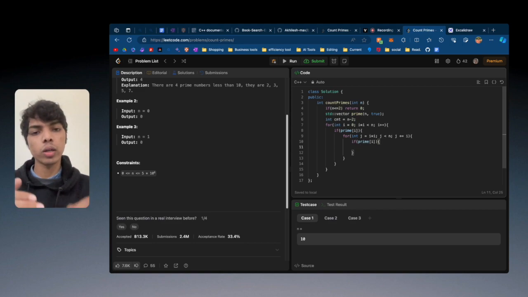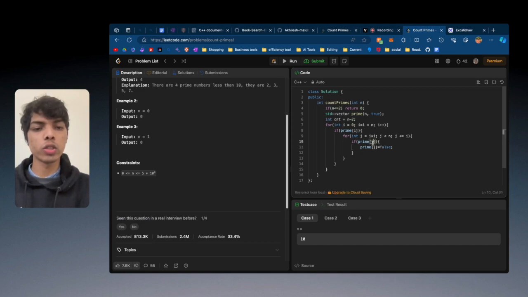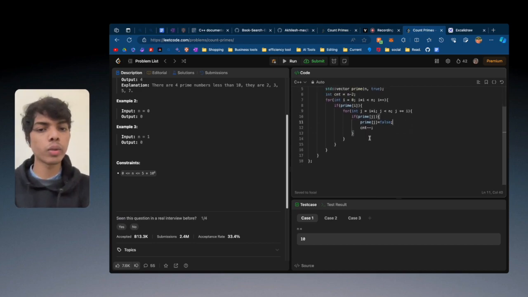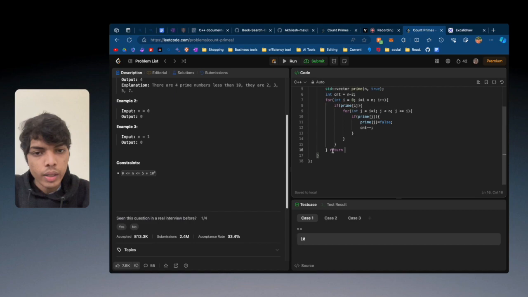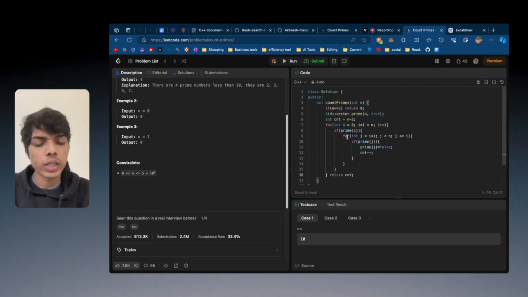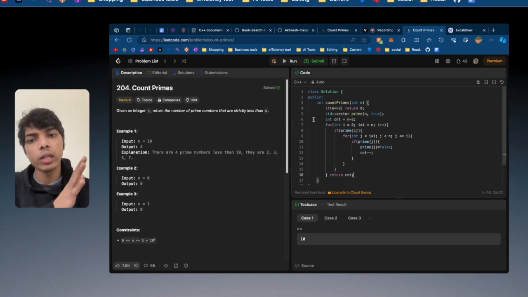Inside the inner loop as well, we'll be checking if the number is prime or not. If it is prime, then we will set it as non-prime, false, because we have set true initially. Here it should be j, false, and also we will be decrementing our counter. So each time we have found a multiple of a prime number, which means that number is not a prime number, we'll decrement our counter by 1. So this is the basic structure of the program, and eventually we should return the counter, which would be holding the number of prime numbers strictly less than n.